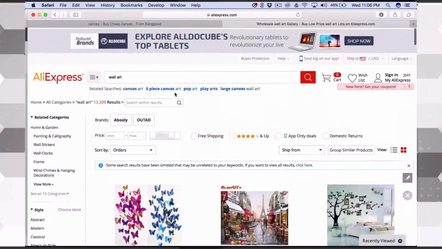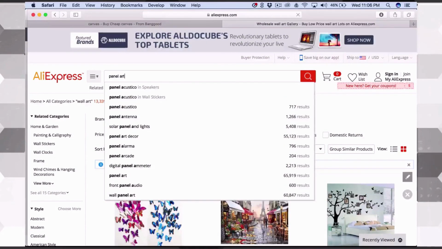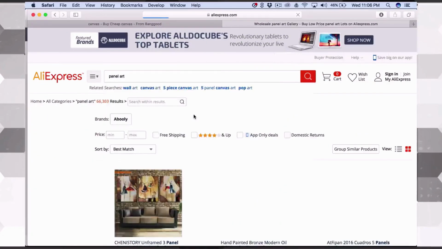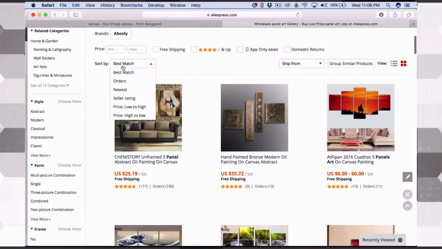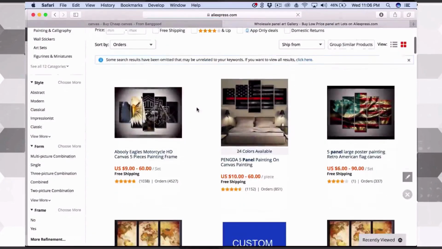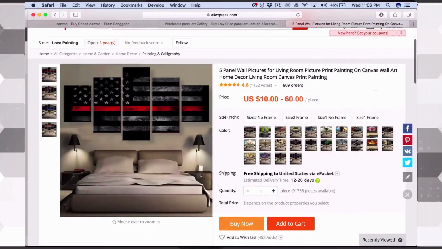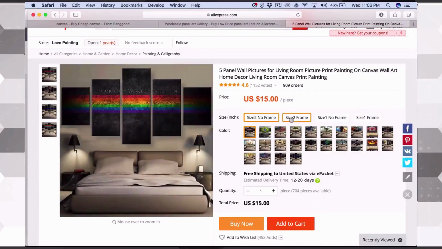So look for panels. So if I type in panel art, maybe that would be a better keyword. You can see all different types of panel arts, meaning there are different images on each panel, and when you put all the panels together, they form one image, right? So this one here is the American flag. This one probably did really well. 851 orders, $10 to $60 a piece, depending on size, I bet. Yeah, so size 2 no frame, size 2 frame. So there are different options, right?